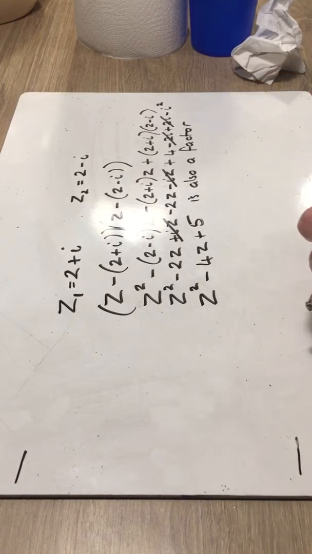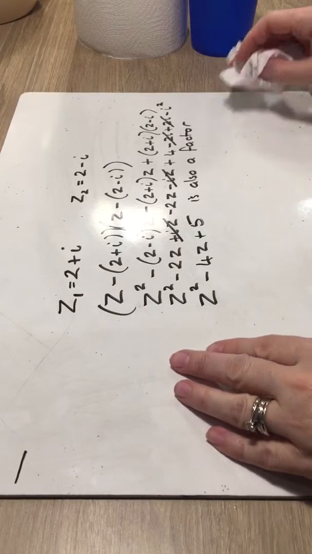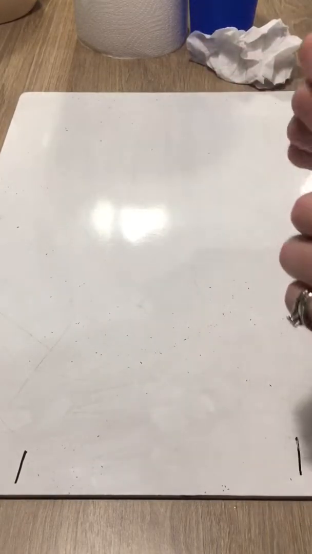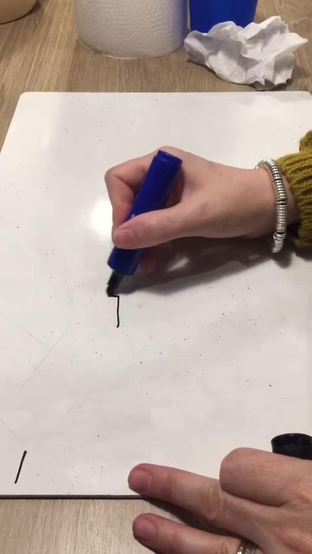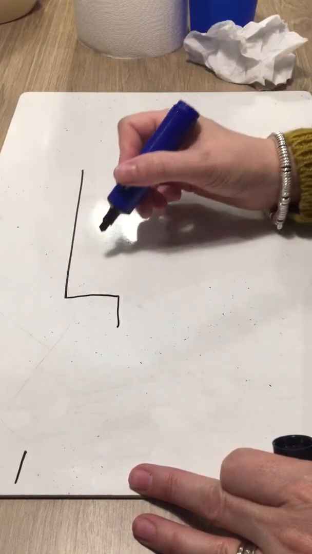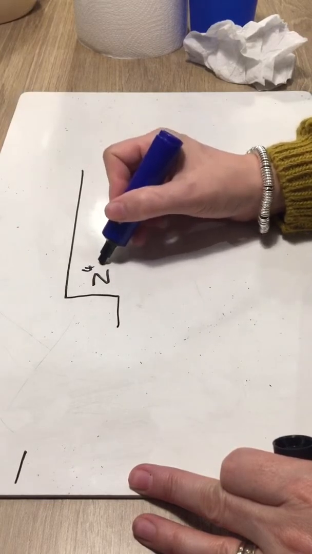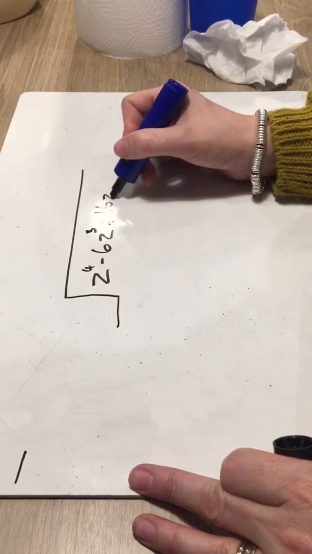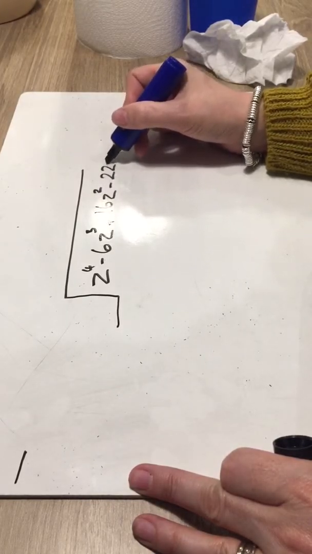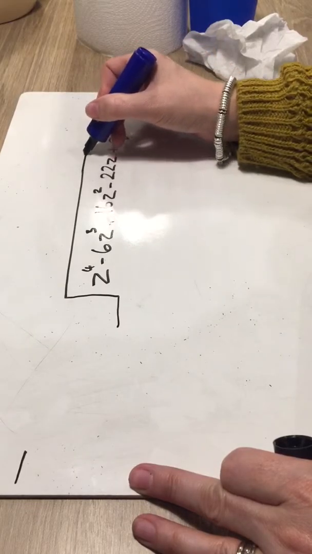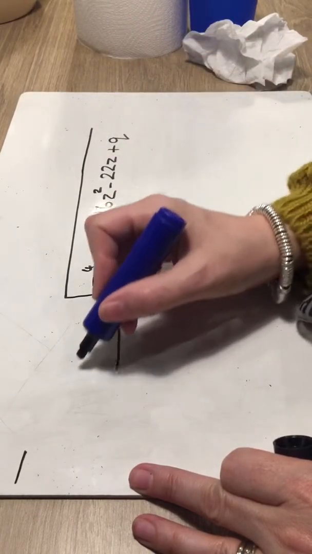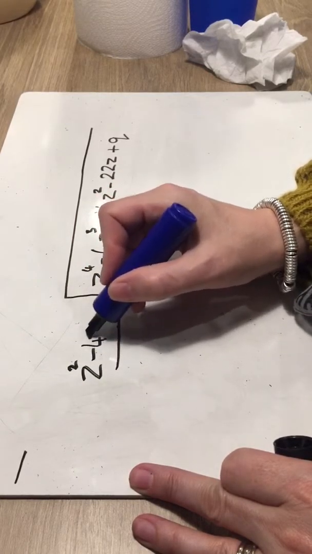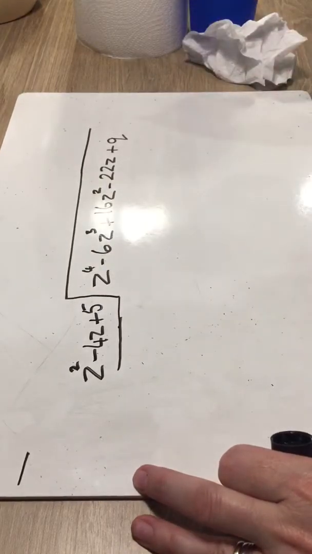So it's algebraic division to do that. I'm going to give myself a bit of room. Algebraic division is just like normal numerical division. So we've got z to the 4 minus 6z cubed plus 16z squared minus 22z plus q, and we're dividing by z squared minus 4z plus 5. I think that was correct.